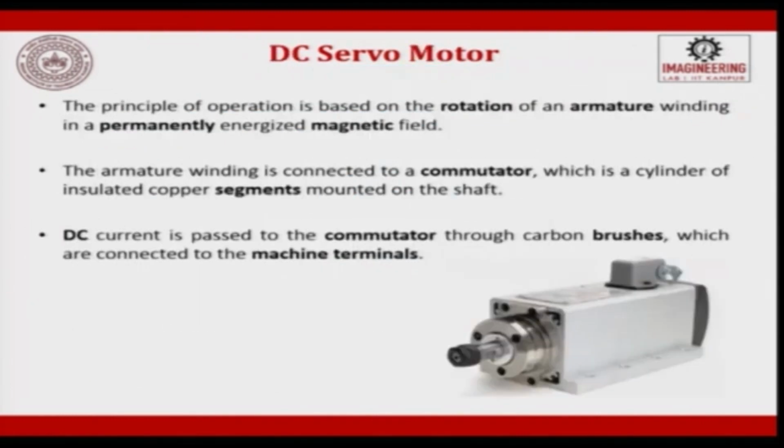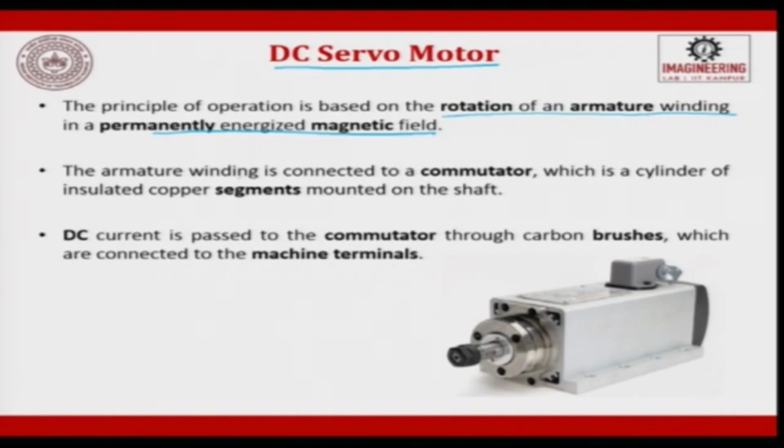So, this is how a typical DC servo motor looks. The principle of operation is based on the rotation of an armature winding in a permanently energized magnetic field. Please understand, the principle of operation is based on the rotation of an armature winding in a permanently energized magnetic field. That is how a DC servo motor works.